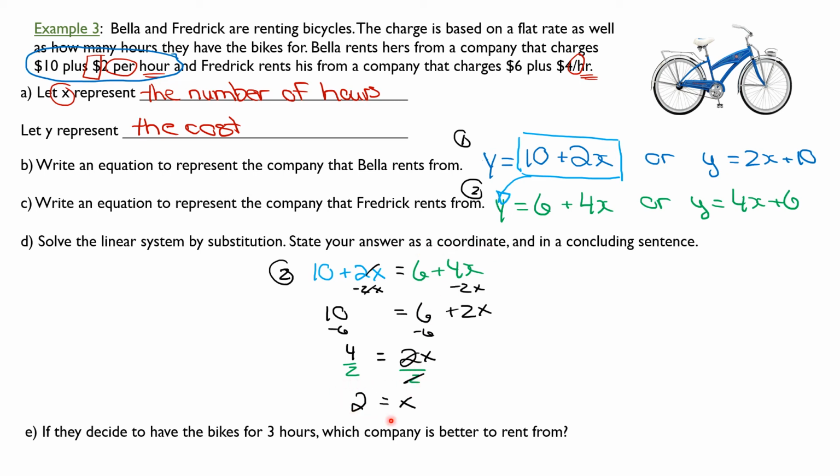All I know so far is that x is 2, but what does that mean, x is 2? Remember, x was a number of hours. So now I know something about 2 hours. What exactly is going on at 2 hours? Well, let's finish the question and then we'll put it all together.